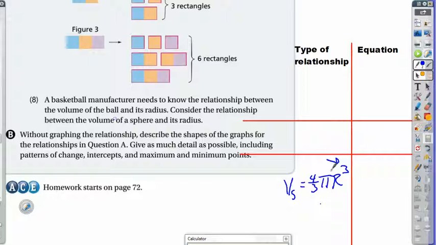So could it be quadratic? Let me think. Well, a quadratic relationship in its expanded form has a squared term. Does this have a squared term? It doesn't. It has a term to the third power. Therefore, this is none of the above, or it is not any of the relationships that we've talked about in this class, because it has a variable to the third power.